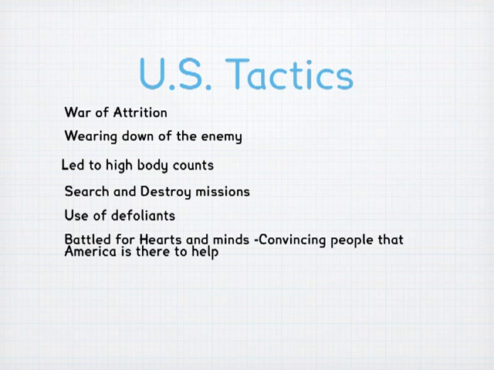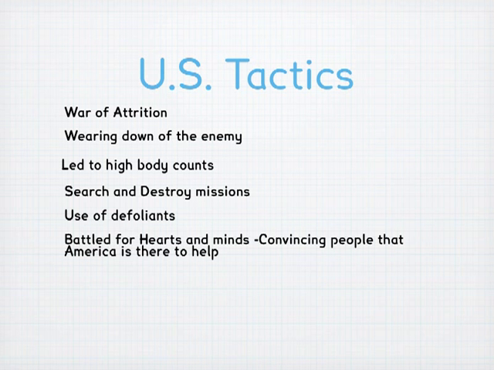The Americans saw this as a war of attrition. They saw it as a war of wearing down the enemy, constantly bombarding them with ton after ton after ton of bombs, which led to high body counts on both sides. They used search and destroy missions where they would fly into an area, find a village that they thought the Viet Cong may be in, and then they would destroy that village.